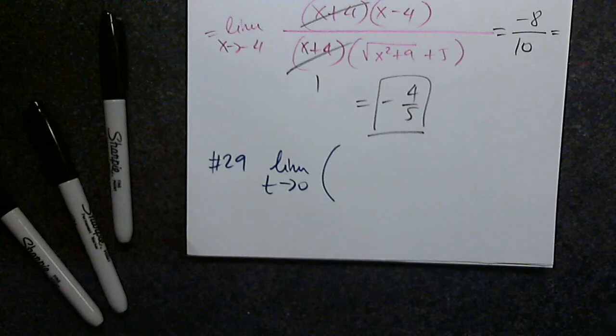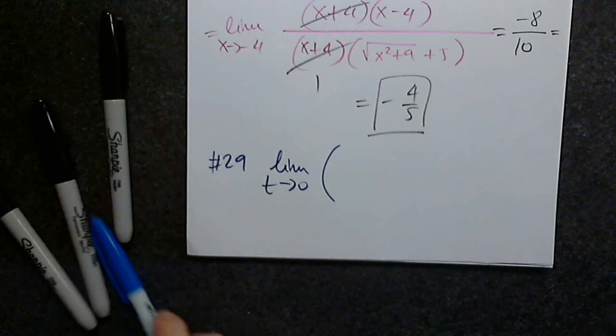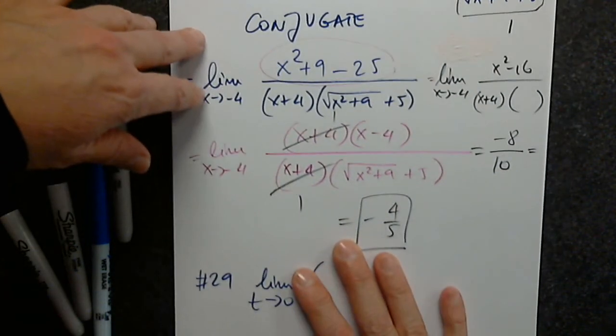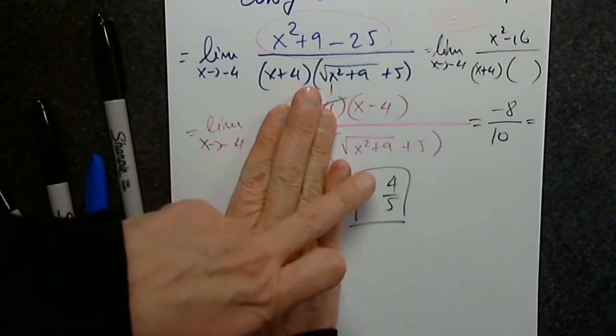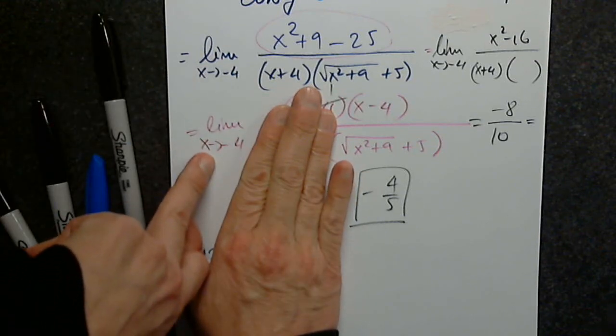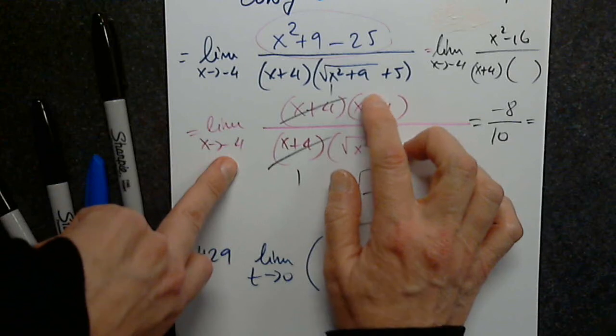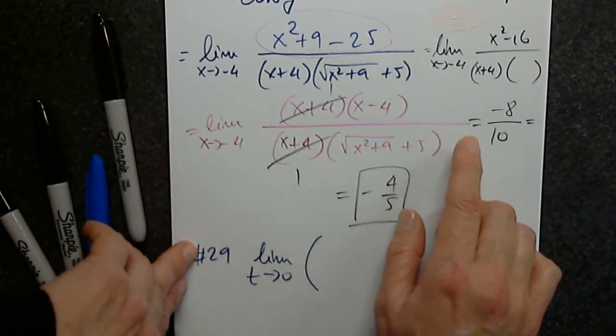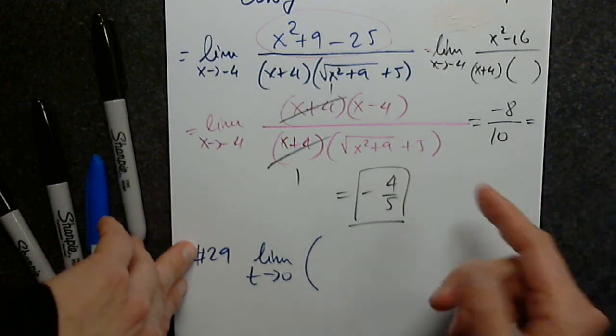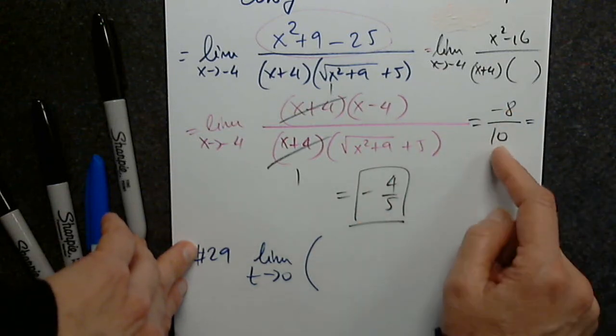So I drop the limit operator only when I apply the value one more time, and it's not 0 over 0. That's when it goes away. Very good question. So let's go back for a second. When I replace x by negative 4 in this expression, I'm done. The limit operator gets dropped. I cannot write that this is the limit as x approaches negative 4 of negative 8 over 10.